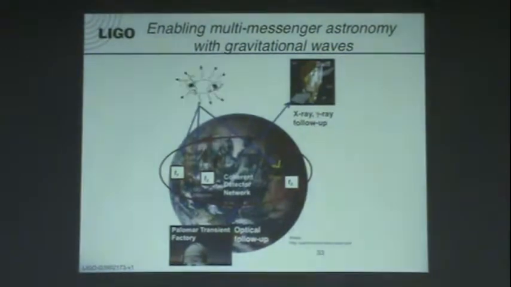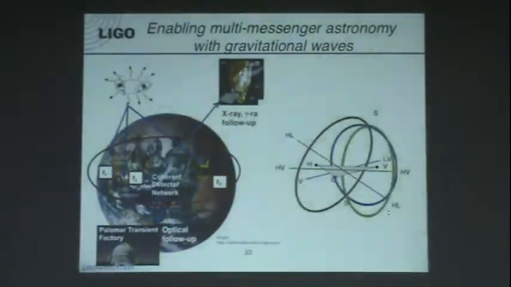Now, the challenge is that with 2 detectors, you only get an annulus in the sky, and you can convince yourself of that just by doing some simple geometry. So with 3 detectors, you have 3 pairs of 2 detectors, and there are 2 points where you have overlap between the annuli. One of those points is preferred due to the antenna pattern, the fact that the gravitational wave detector is more sensitive in one of those points than the other.